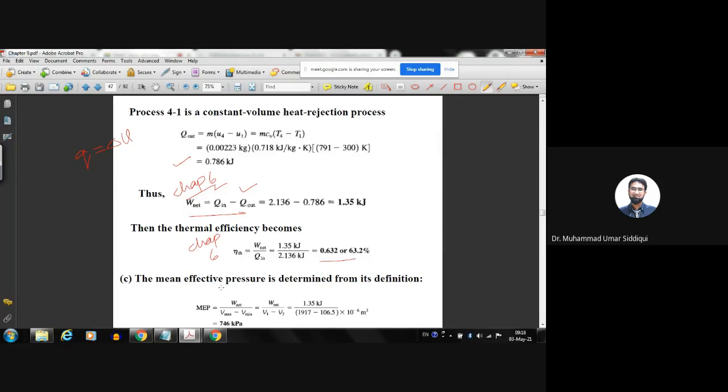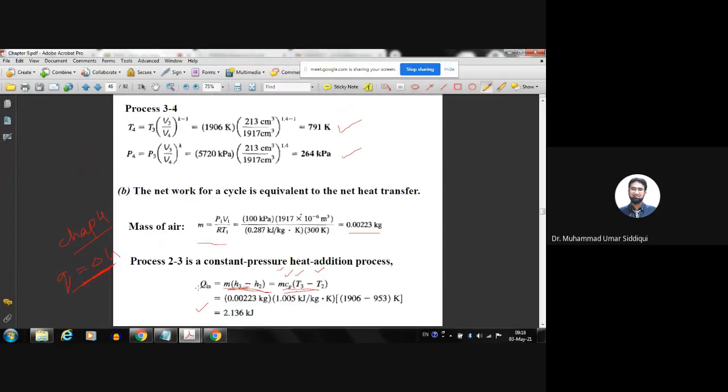The mean effective pressure is the work net over Vmax minus Vmin. We already know what those volumes, V1 and V2, are, and we know what work net is, so we can actually determine the mean effective pressure. So that's the end of this problem. The problem is lengthy, but it is not complicated because the steps are almost similar throughout.